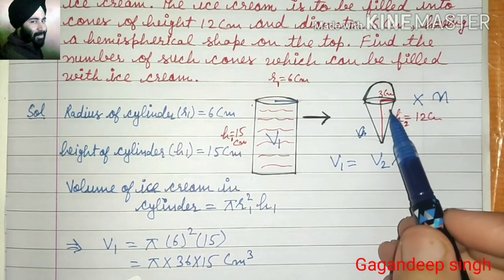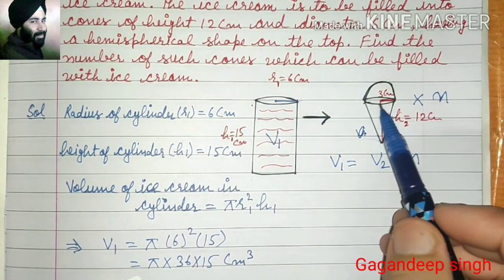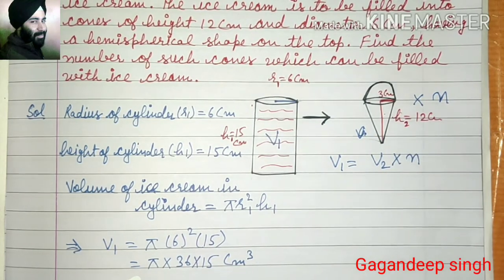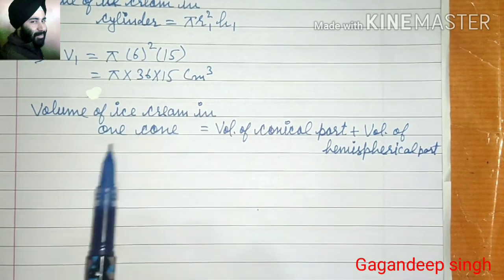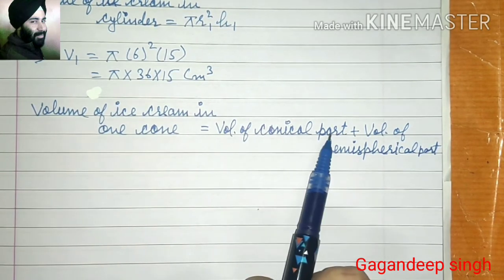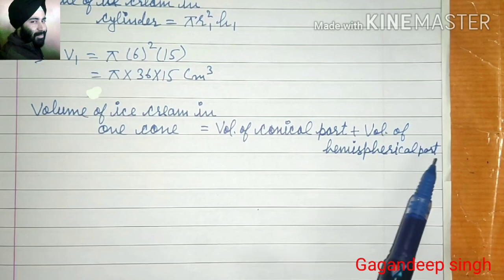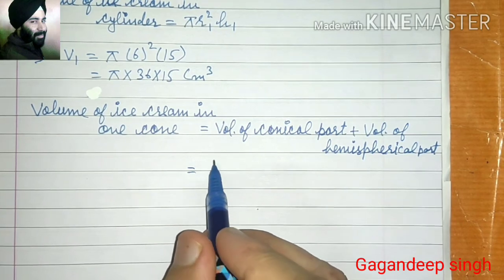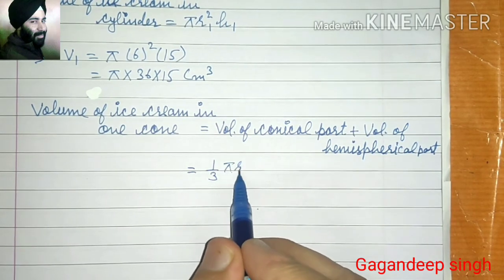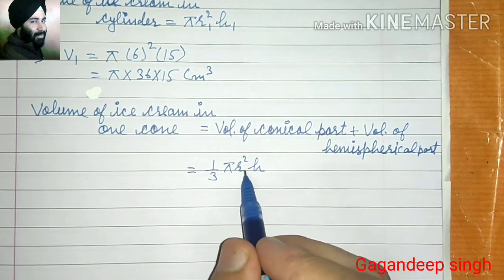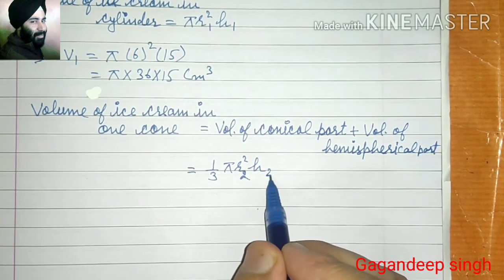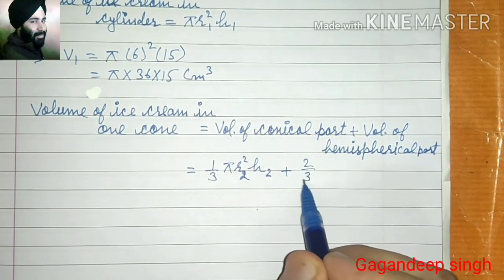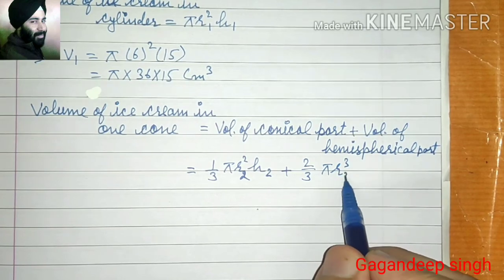Now let us find volume of ice cream in one cone. As we can see that this cone is a combination of two solids. Upper part is hemispherical and lower part is conical. So volume of ice cream in one cone is equal to volume of conical part plus volume of hemispherical part. So let us find values. Volume of cone is 1 by 3 pi r2 square h2, and volume of hemispherical part is 2 by 3 pi r2 cube.